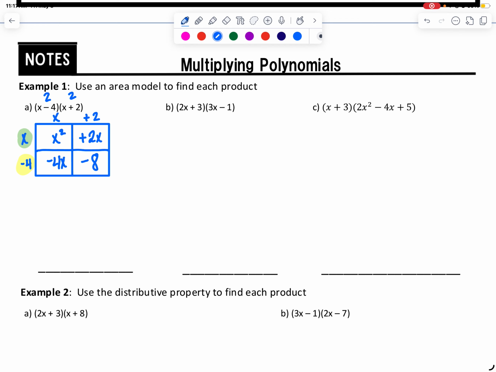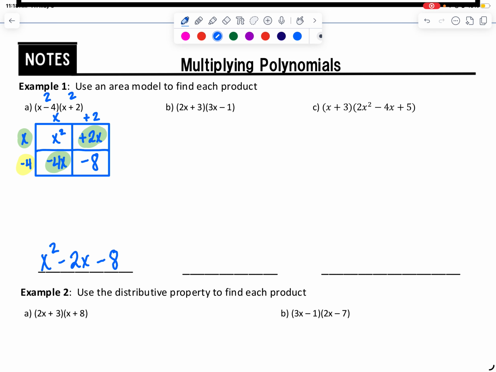Now before you write your final answer, you want to see if there are any like terms. So what I'm noticing here is I have a negative 4x and a 2x. Those both have an x to the 1 power, so they can be combined. So my final answer, I would write down the x squared, then I would combine the negative 4x and the positive 2x to get negative 2x, and then the minus 8, there's nothing to combine it with, so just write it down. So x minus 4 times x plus 2 is equal to x squared minus 2x minus 8.